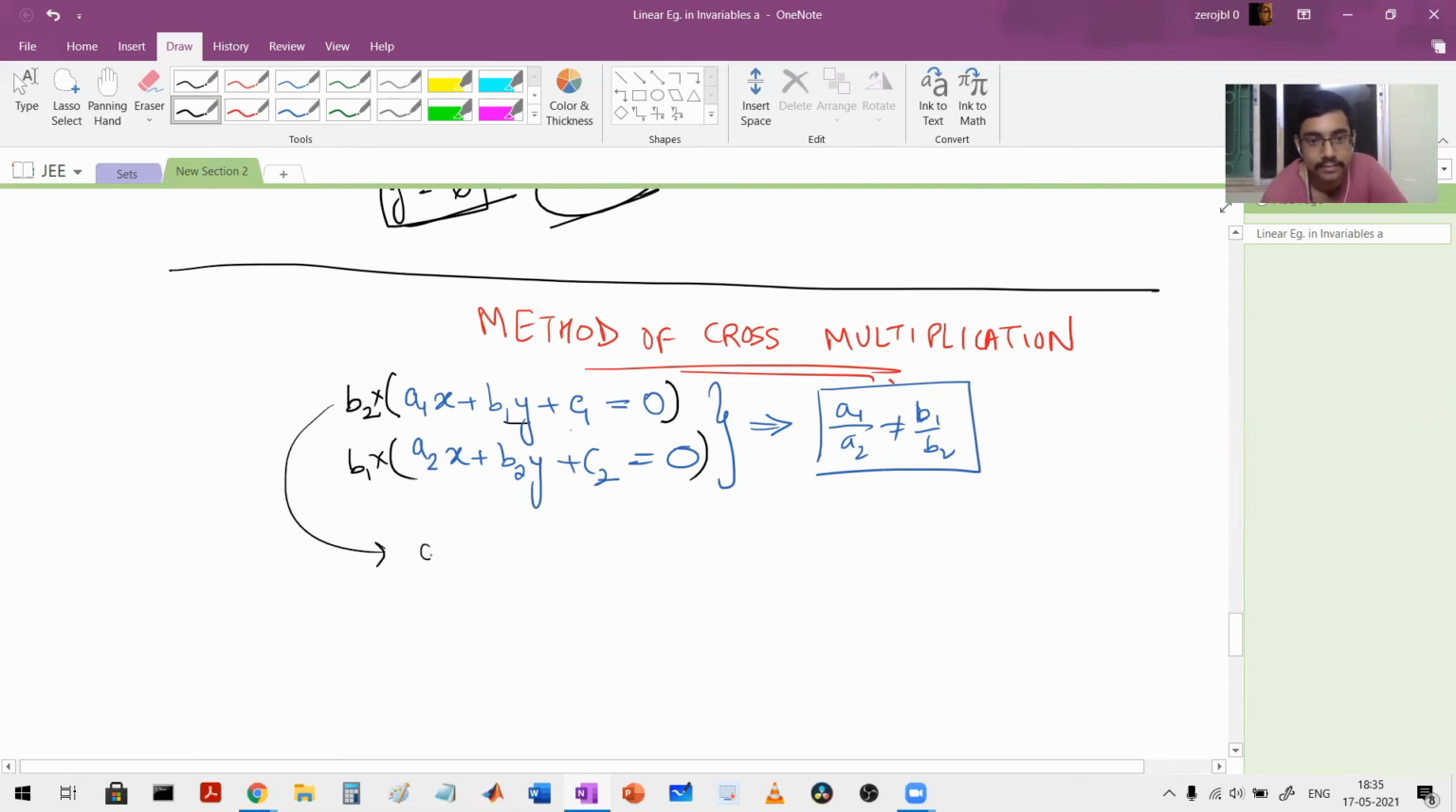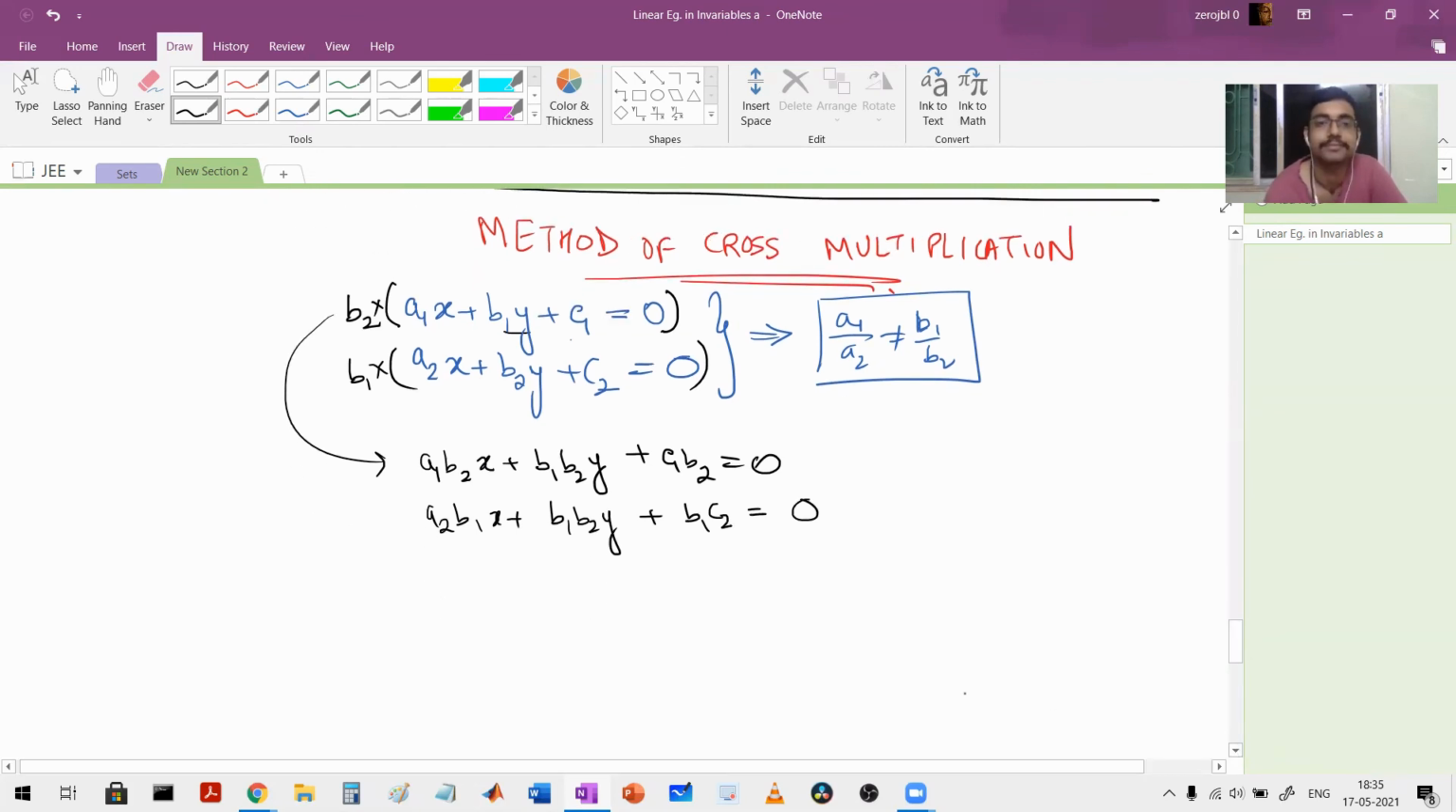So I get a1 b2 x plus b1 b2 y plus c1 b2 is equal to 0, and a2 b1 x plus b1 b2 y plus b1 c2 is equal to 0. These are the two equations. Now you simply subtract the two equations. When you subtract, y gets eliminated and you can just find x from the constant values.